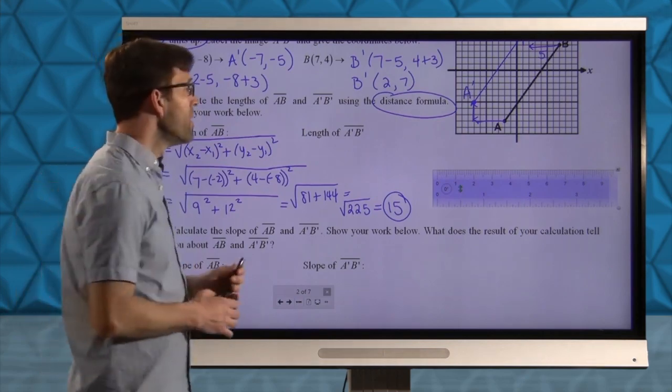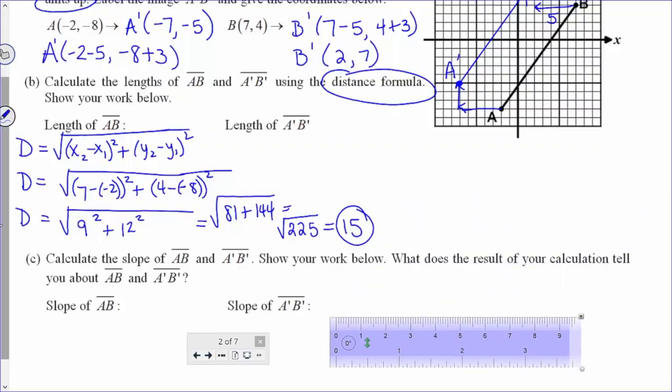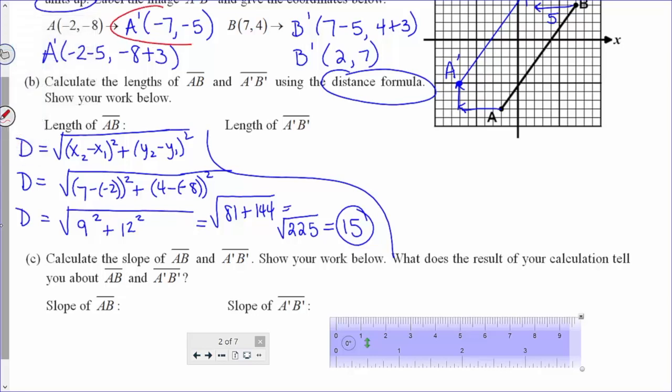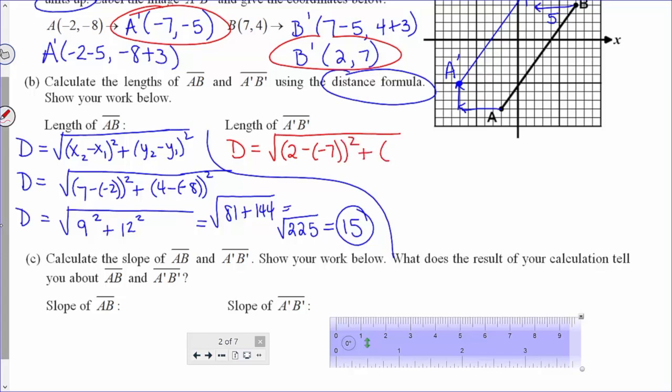All right, let's go through it. Now hopefully what you found was that they were the same. Let me kind of section this off a little bit. Maybe go in red to give ourselves a little bit of contrast. Here's my A prime. Here's my B prime. So the length of that will be the square root of 2 minus negative 7 squared plus 7 minus negative 5 squared, all under the square root, of course.